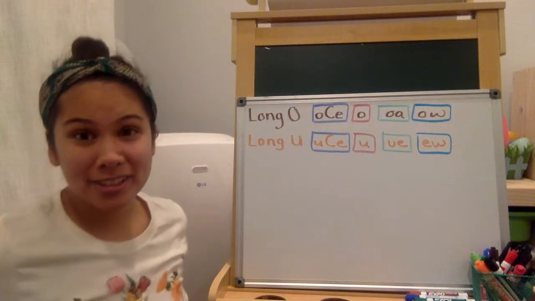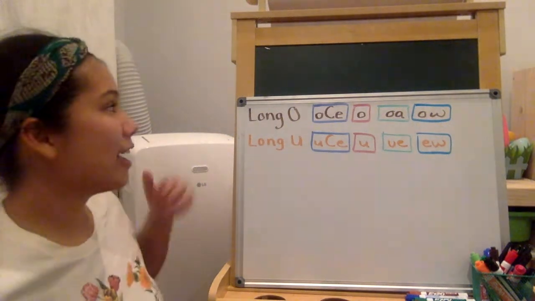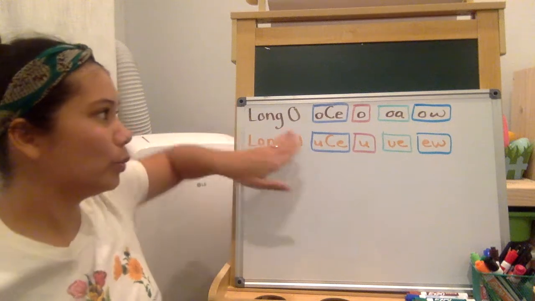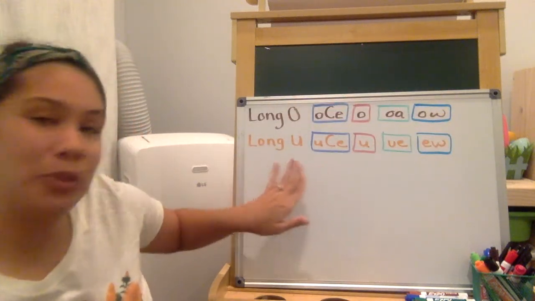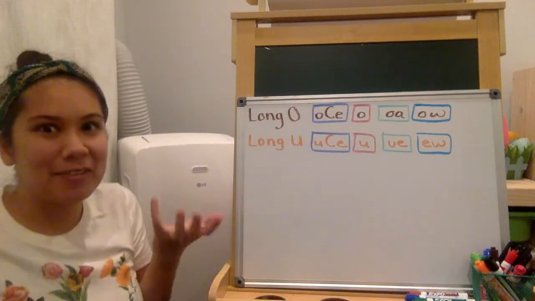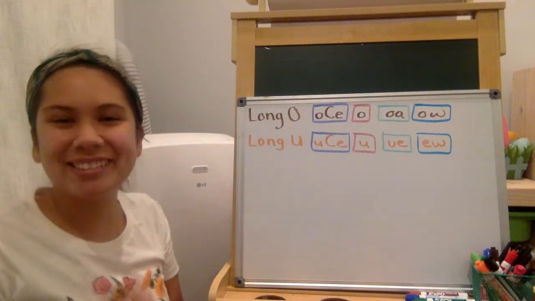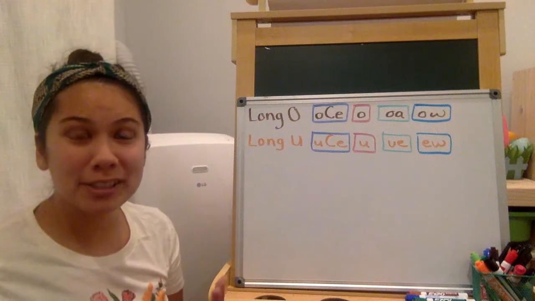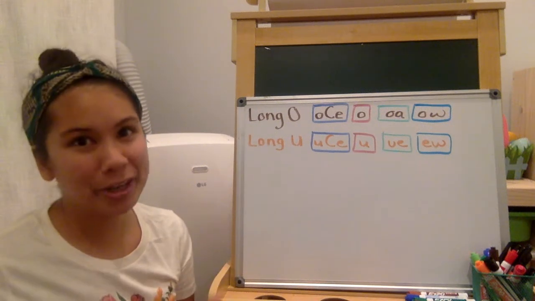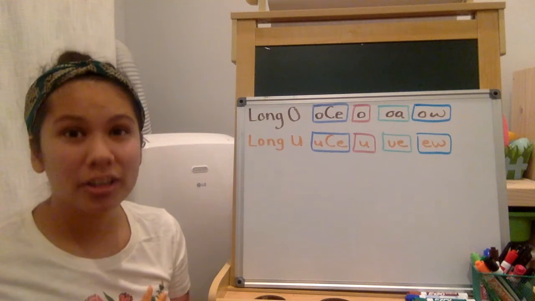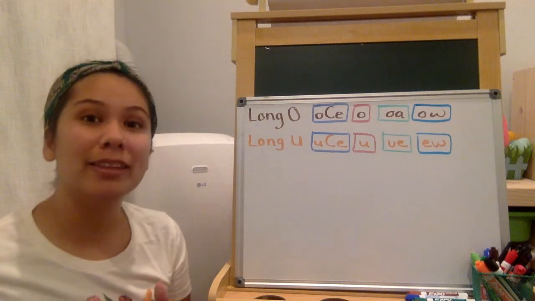Friends, today we're going to try spelling words that have the long O with one of these patterns, or a long U with one of these patterns. You'll just have to figure out which one goes with what. Before I say that, make sure that you've got your materials. You need a whiteboard and a whiteboard marker, or a paper and something to write with.